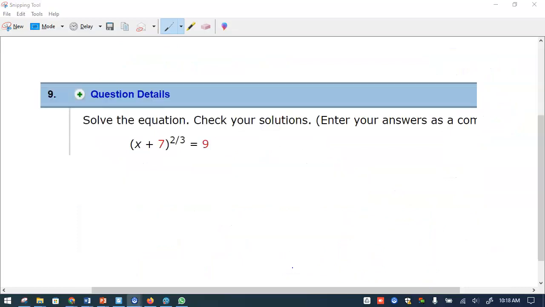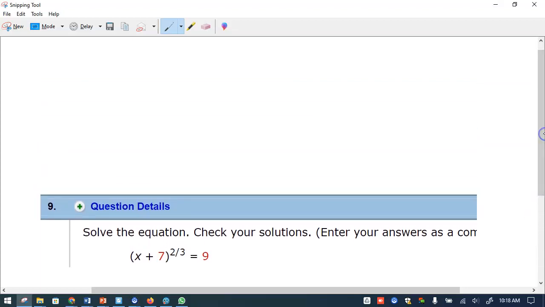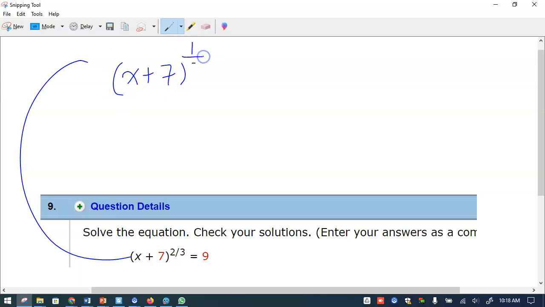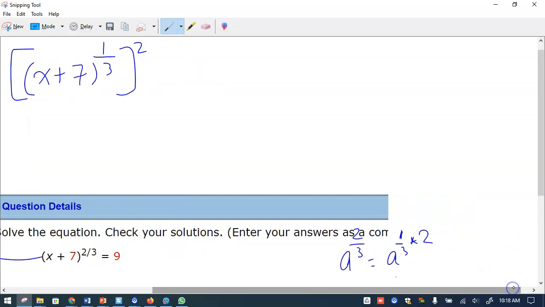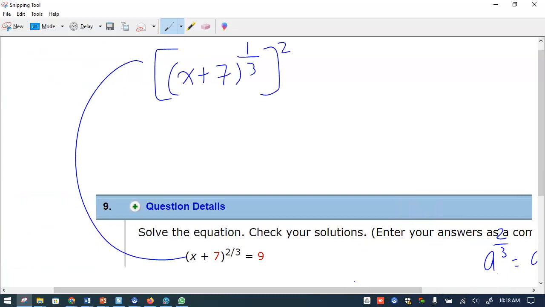Next. Okay, if you see this question, you have to trust what I'm going to write here. Because there is a fraction, which I don't want, I can write it as 1/3 inside, and outside I'll put a square, correct? So if I have a raised to 2 over 3, it is the same as a raised to 1/3, and then times 2, and that's what I'm using right there.